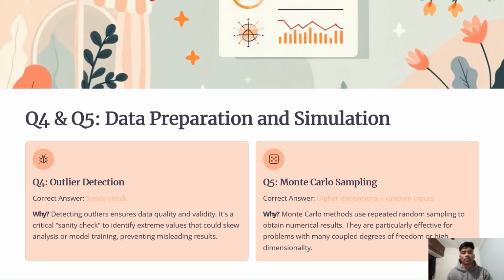Let's talk about question number 4 and 5, data prep and simulation. For question number 4, the question was based on outlier detection and the right answer is sanity check. Outliers can mess up calculations and models, so detecting them is like a basic health check for your data set. Question number 5 was based on Monte Carlo sampling. The right answer is higher dimensions plus random inputs. Monte Carlo uses random sampling to solve complex problems, especially great when dimensions are high.